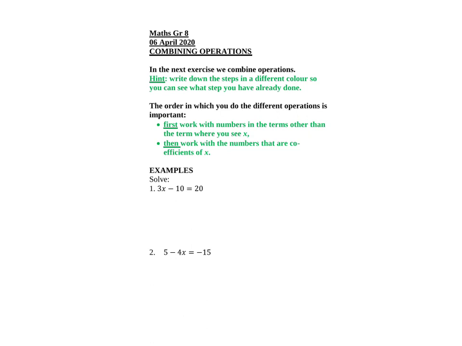But remember, I told you those ones are easy, and we'll get into the more difficult ones step by step, which you can't really solve just by looking at it or by inspection. So just a quick hint before I proceed onto the examples. The hint is to write down the steps in a different color so you can see what step you have already done. And it's very important what order you do the operations in for multi-step equations like these. So firstly, you work with the numbers in the terms other than the term where you see x, and then you work with the numbers that are coefficients of x.